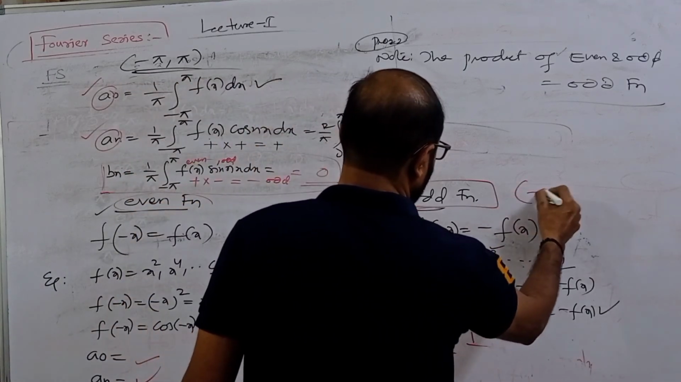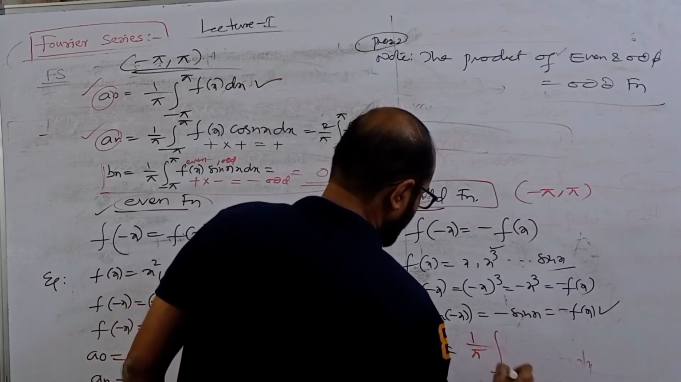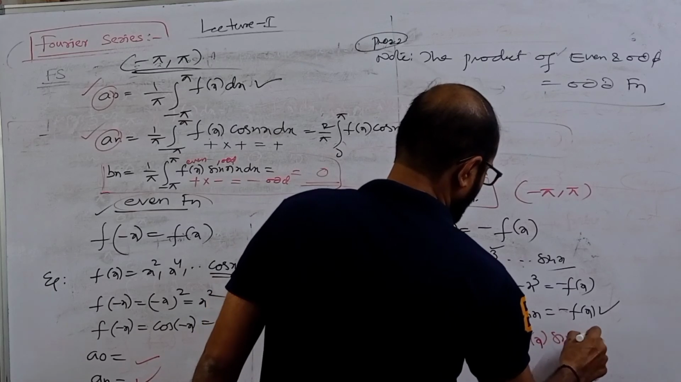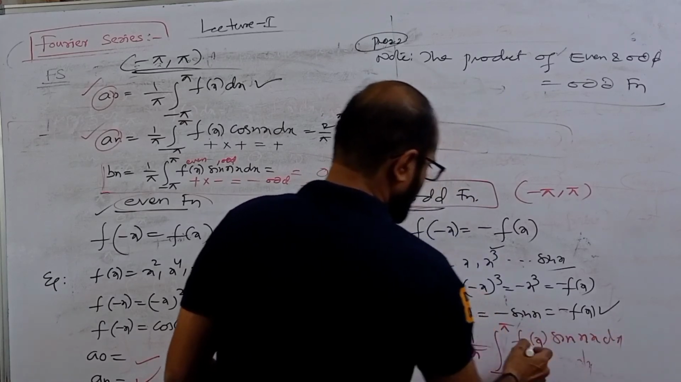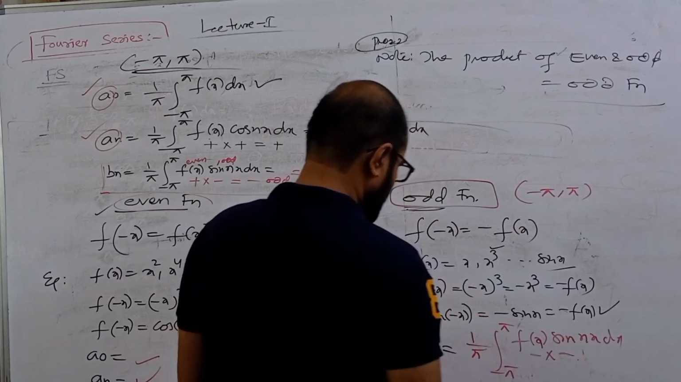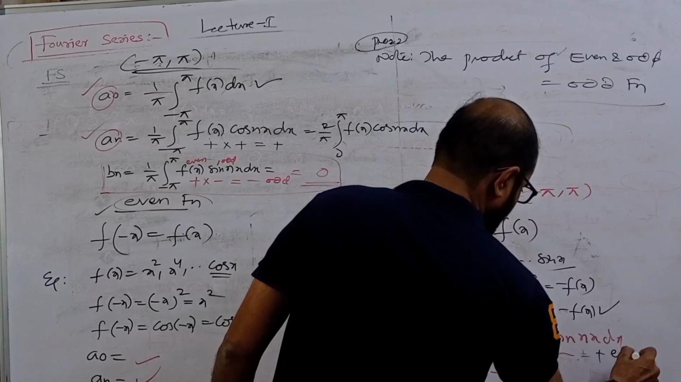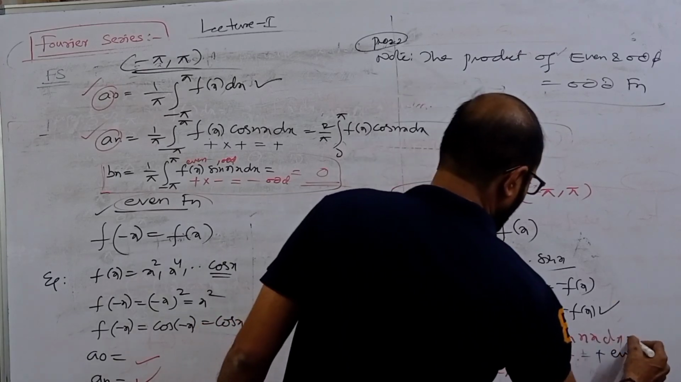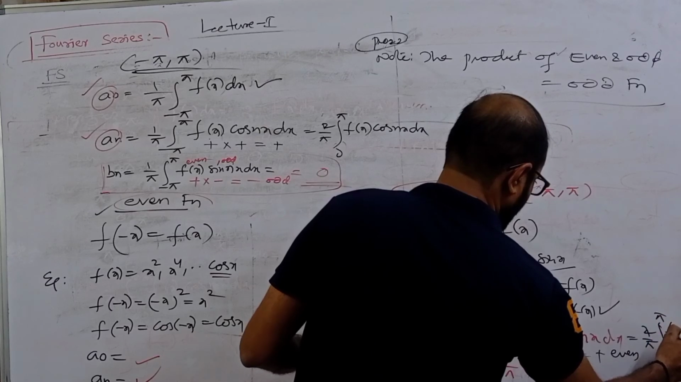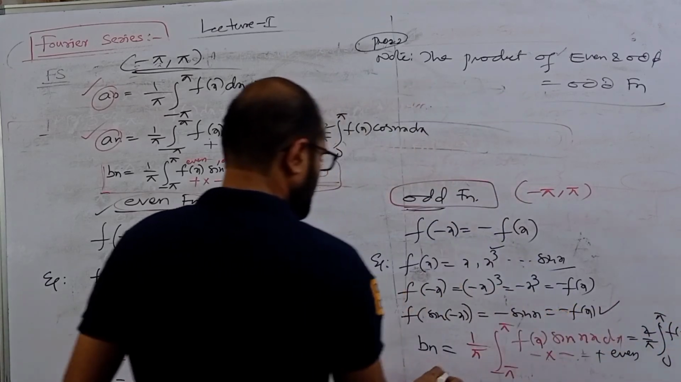Same interval, I will take minus pi to pi in this interval, 1 by pi into the integral from minus pi to pi of f of x into sin nx dx. See, f of x is an odd function, sin x is also odd, minus into minus you will get plus, an even function. So you have 1 by pi into 2 times the integral from 0 to pi of f of x into sin nx dx. So we will get the bn value.